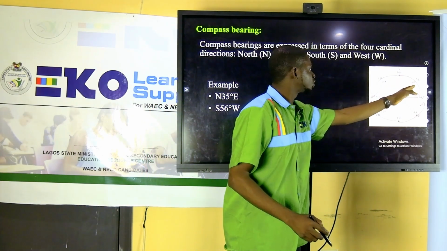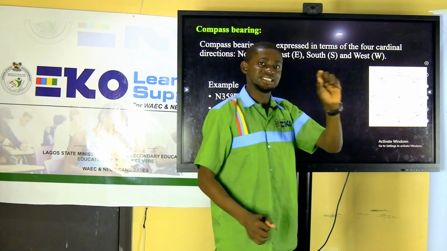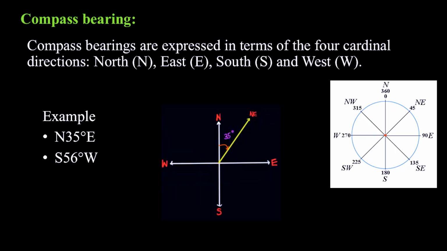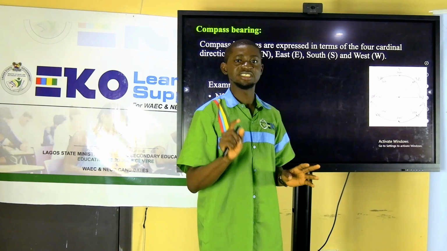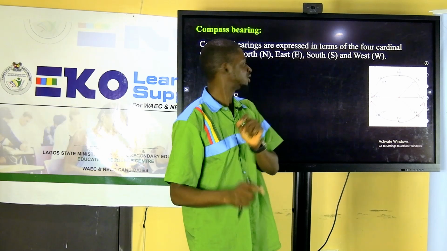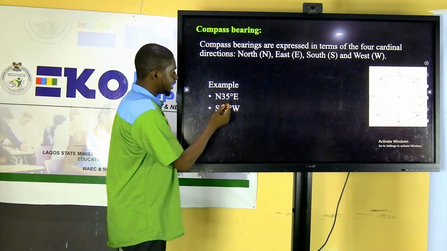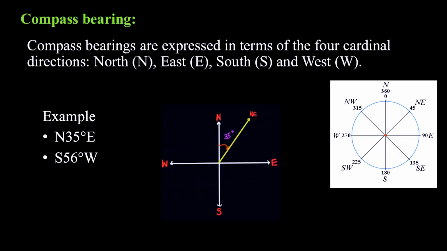Each quadrant, that is from north to east, is 90 degrees. From south to east is 90 degrees. From south to west is 90 degrees. And from north to west is also 90 degrees, making a total of 360 degrees. Remember, angles at a point. So when you see a reading such as north 35 degrees east, that is a compass bearing. South 56 degrees west is also a compass bearing.